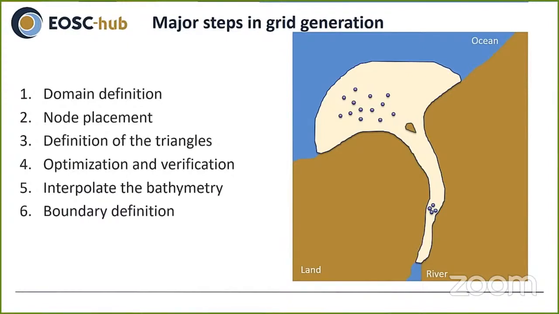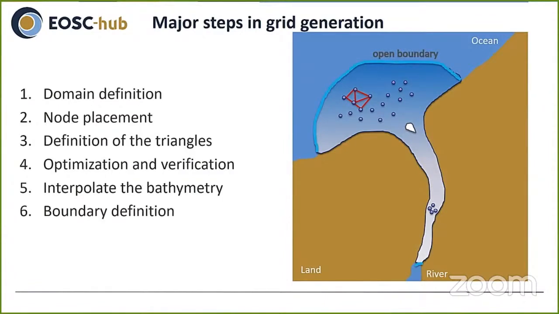Once you have the nodes, you have to define the elements. So for a given set of nodes, you can have different sets of elements or slightly different sets of elements. Once you define the elements, you have a preliminary grid, but you may not be fully happy with that grid. So at this point, you'll want to optimize and verify your grid and check that your criteria are obeyed. For instance, this can involve adding more nodes or moving nodes around or adding more elements. Once you are satisfied, you can then interpolate the bathymetry on your grid and then define your boundaries, namely specifying where the open boundaries are and which boundaries are closed.